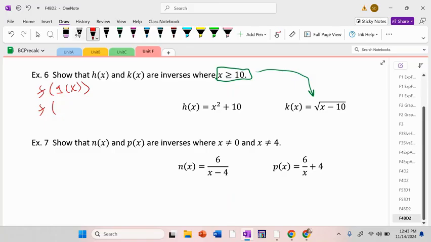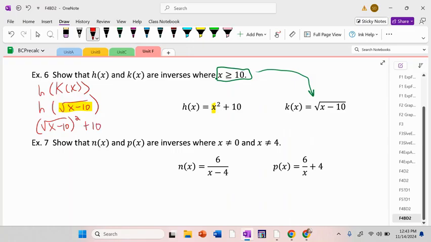Oh, what? I got confused. I used the wrong letters, right? Okay, h of k. Ooh, I don't like k. It looks too much like x. H, mine does anyway. Square root of x minus 10. And then highlight for notes purposes. And then the next thing is square root of x minus 10, squared, plus 10.